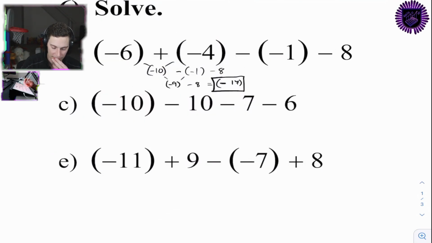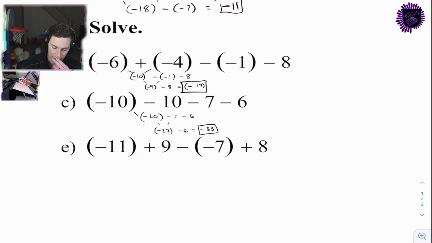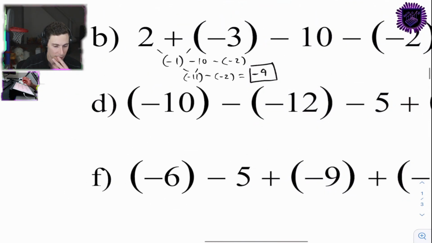Negative 10 minus 10 is going to be negative 20, minus 7, minus 6. So it's going to be negative 27 minus 6, and that will equal negative 33 as a final answer. Negative 10 minus 10 is negative 20, minus 7, negative 27, minus 6, yeah, negative 33. Feel like I got a good one. All right.